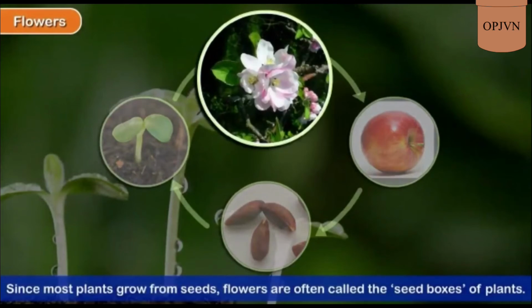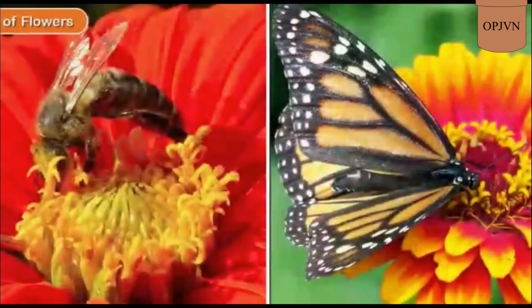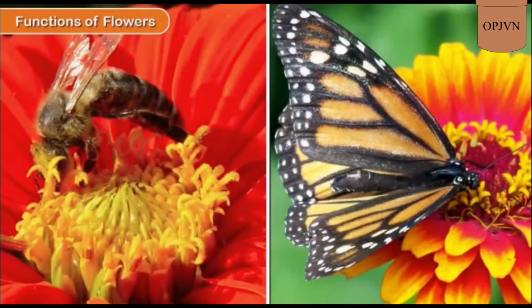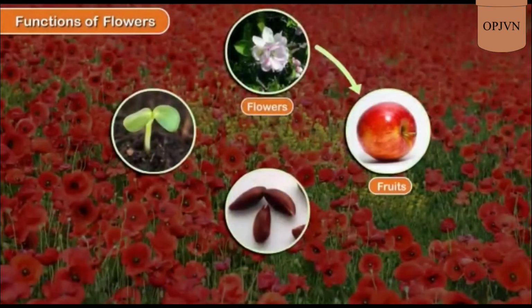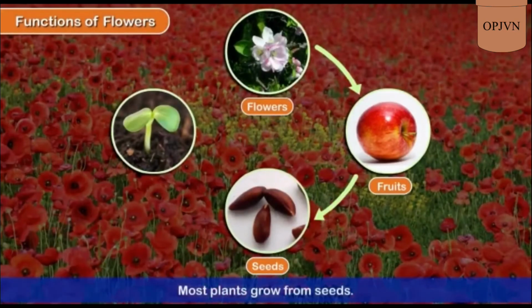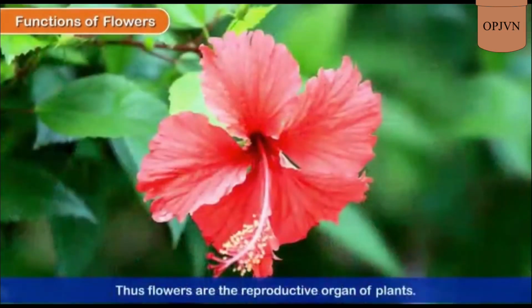Functions of flowers. Flowers also have nectar in them, which attracts bees and butterflies. Flowers grow into fruits and produce seeds. Most plants grow from seeds. Thus, flowers are the reproductive organs of plants.